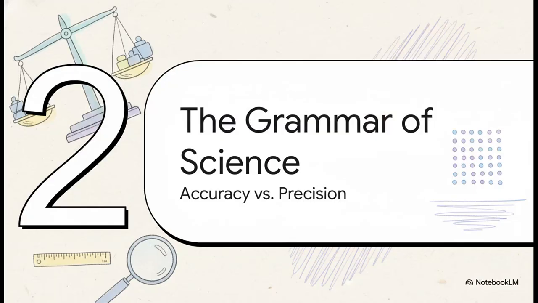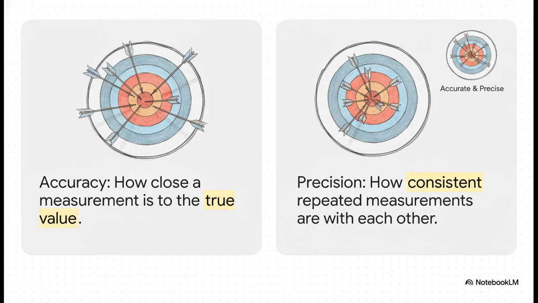Now, if you're going to speak this language, you have to know its grammar. And in measurement, the two most important rules are accuracy and precision. They sound kind of similar, I know, but in science, they mean two completely different things. Think about it like a game of darts. Accuracy is how close you get to the bullseye. That's the true, correct value. Precision is how close your darts are to each other. So you could have a really tight cluster of darts, super precise, but if they're all in the corner of the board, you're not accurate at all. In chemistry, you need both. You have to be both accurate and precise.